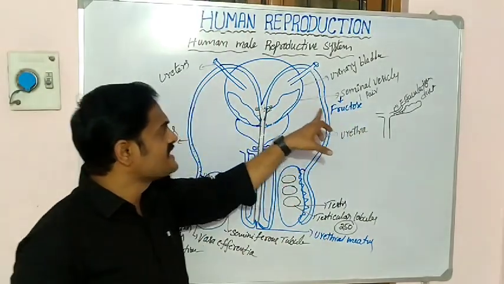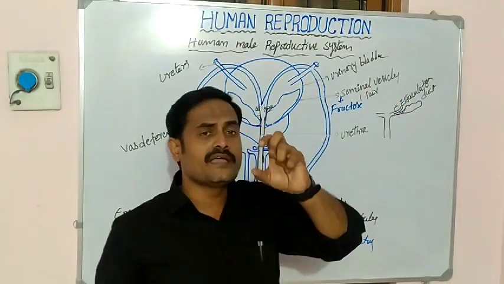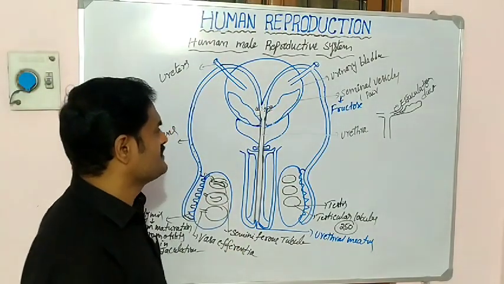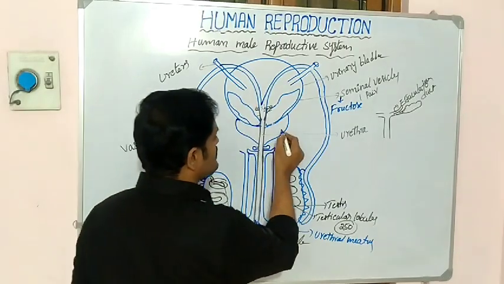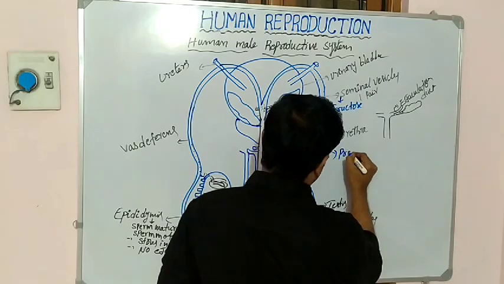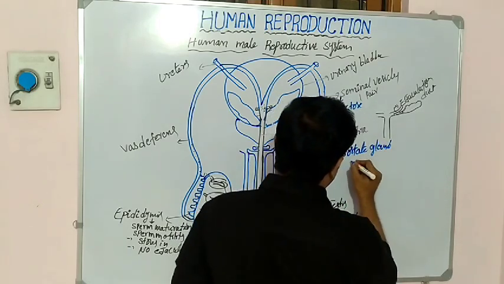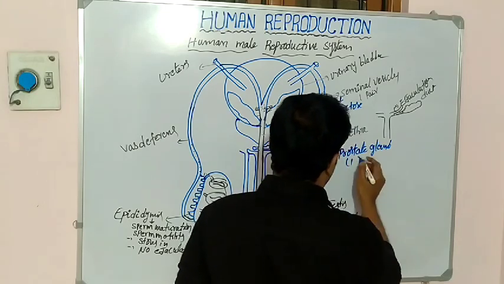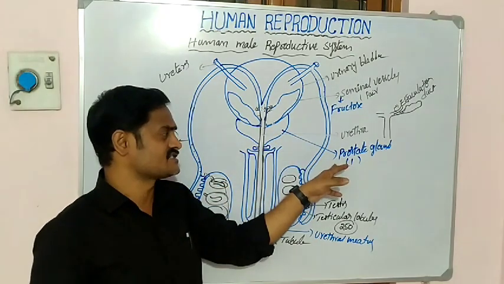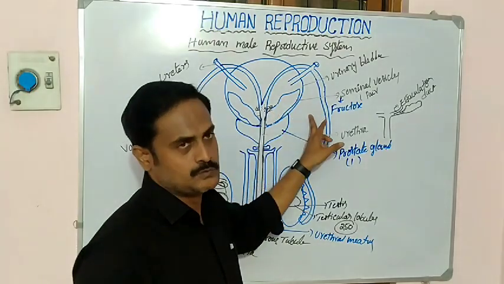So this fructose is released by the seminal vesicles. Seminal vesicles are male reproductive glands. Below the seminal vesicles, one gland is also present. This gland is called the prostate gland. How many prostate glands are present in the human male reproductive system? Only one prostate gland. Remember, seminal vesicles are 2.